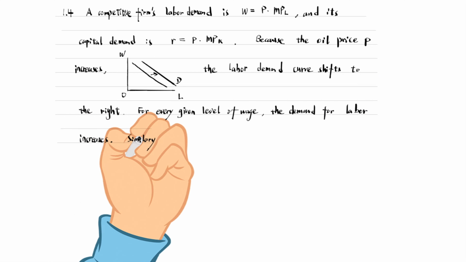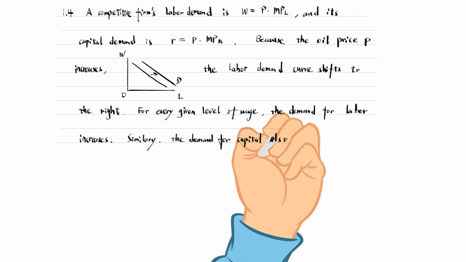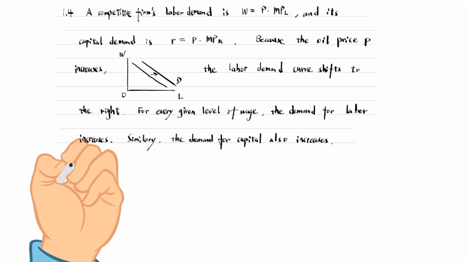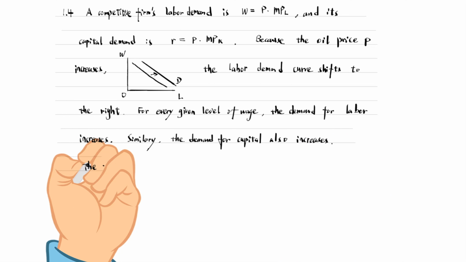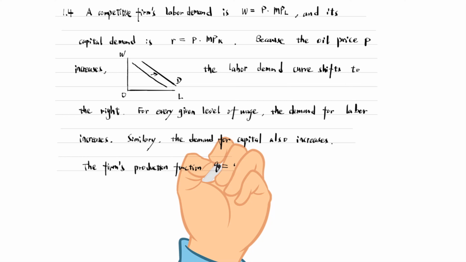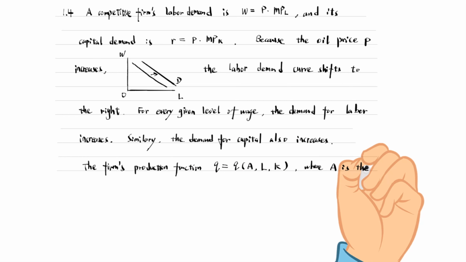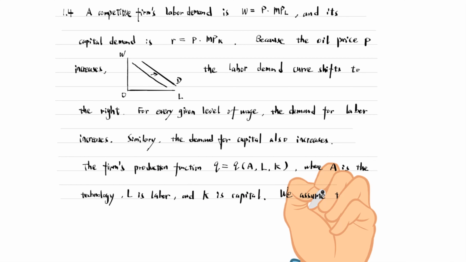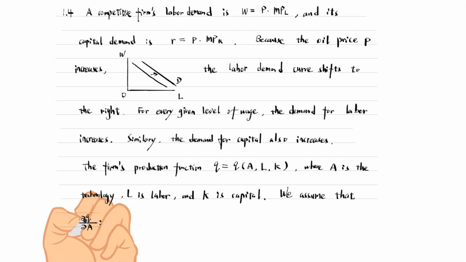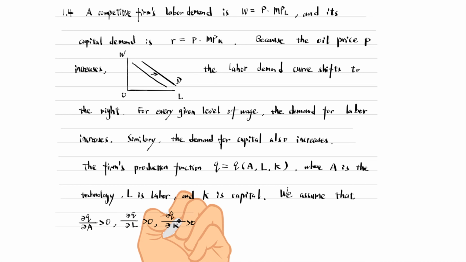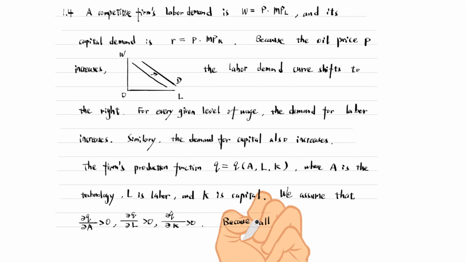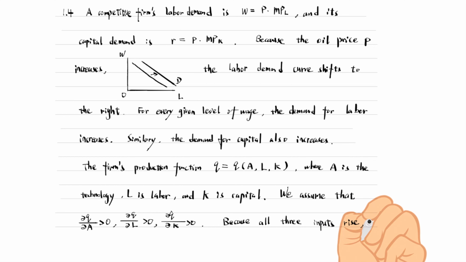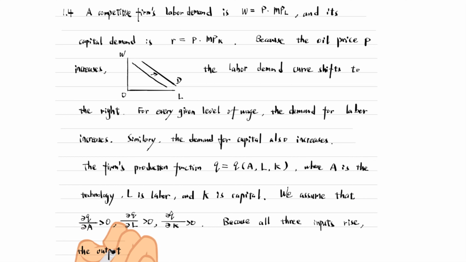Similarly, the demand for capital also increases. The firm's production function is a function of technology, labor, and capital. We assume the marginal product of technology, the marginal product of labor, and the marginal product of capital are positive. Because all three inputs are going up, the output Q increases. That is why it results in more deep water drilling.